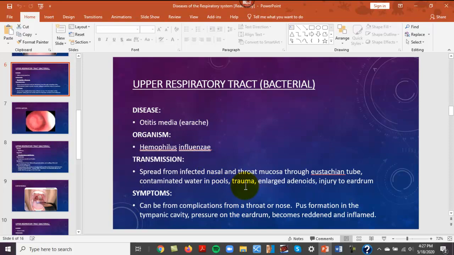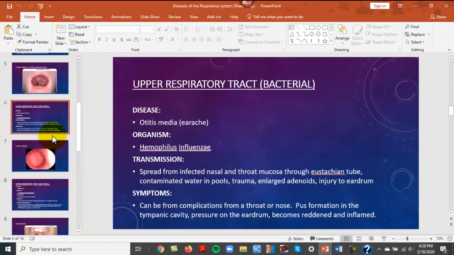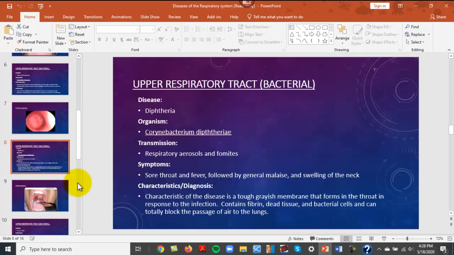It says infected nasal throat mucosa, talked about that, through the eustachian tube. Water, enlarged adenoids, which are tonsils in the back of the throat. So something like that can spread to the ears. So that's what otitis media is. It's an ear infection.